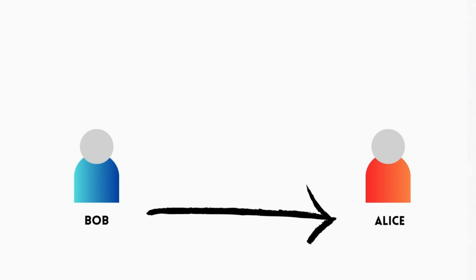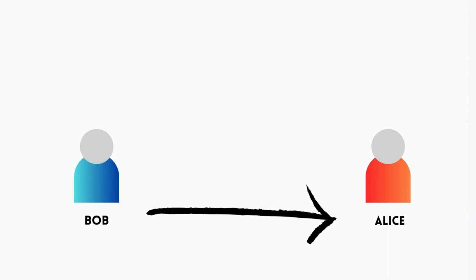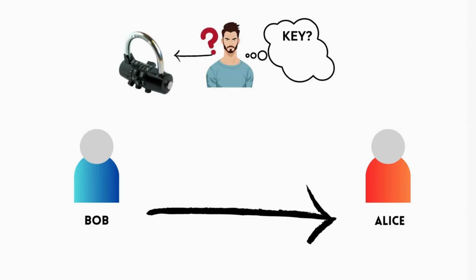Imagine Bob, the sender, wants to securely transmit a message to Alice, the receiver, using a message authentication code to ensure the integrity and authenticity of the message. However, Darth, an adversary, intercepts their communication and attempts to launch attacks on the MAC. Bob generates a MAC by applying a cryptographic function to the message and a secret key, creating a tag that is sent along with the message to Alice.